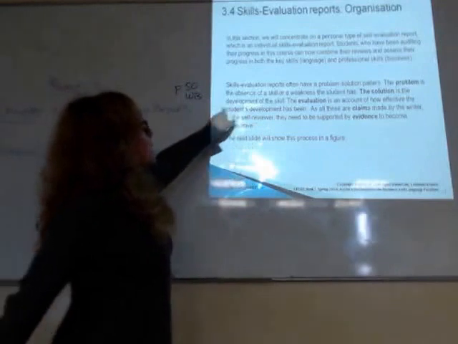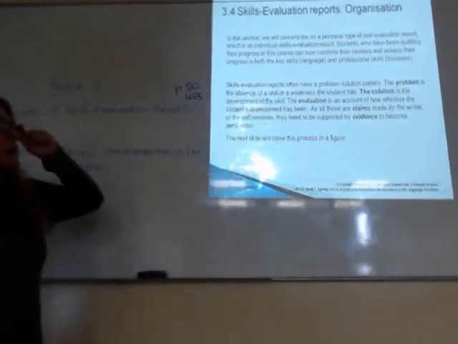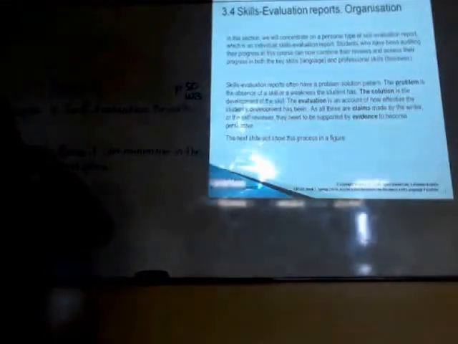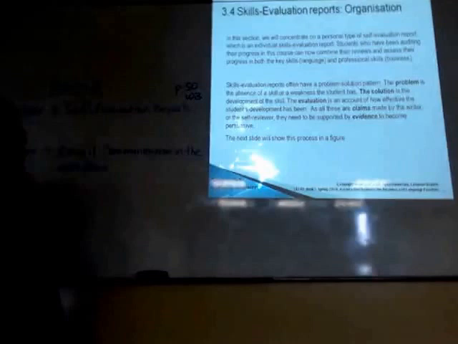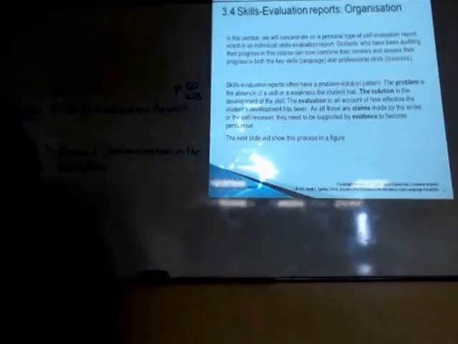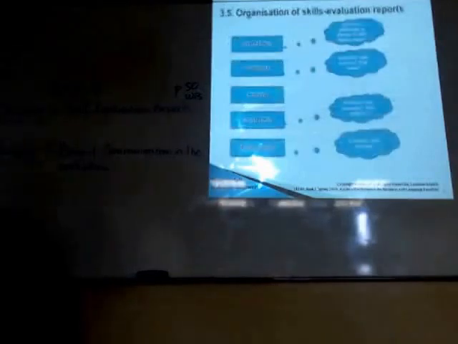The problem is the absence of a skill or a weakness the student has. The solution is the development of the skill. The evaluation is an account of how effective the student's development has been. As all these are claims made by the writer or the self-reviewer, they need to be supported by evidence to become persuasive. The next slide will show this process in a figure here.